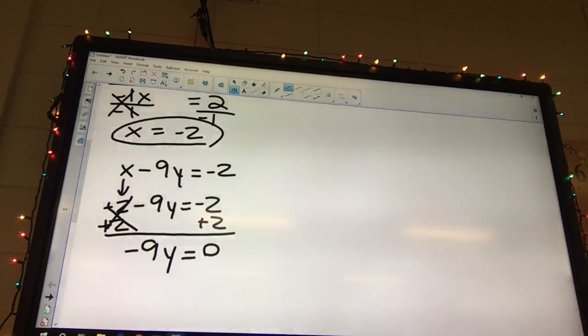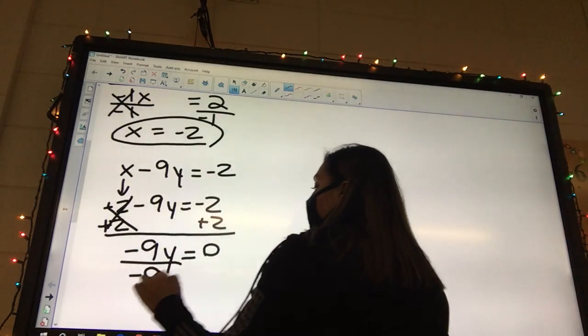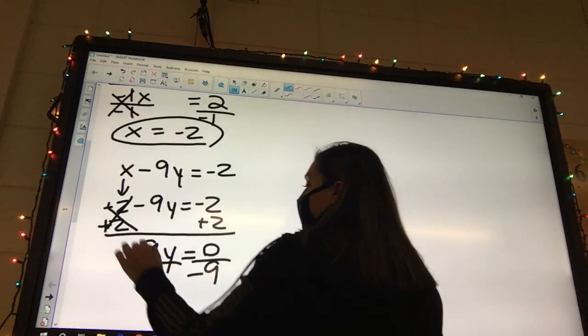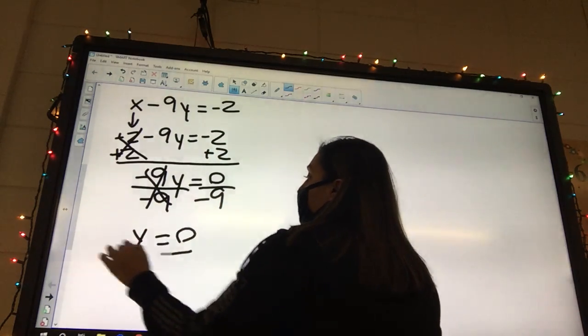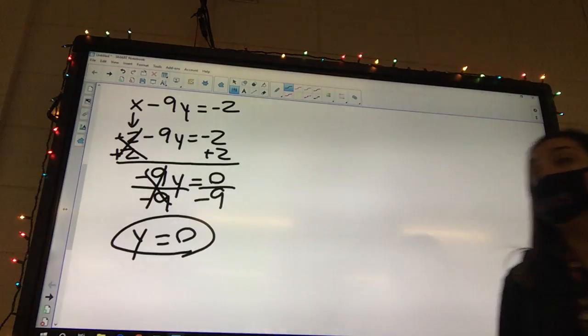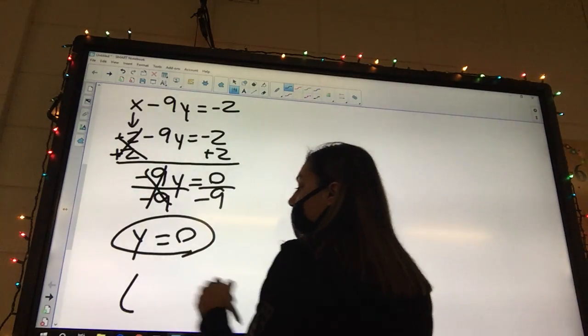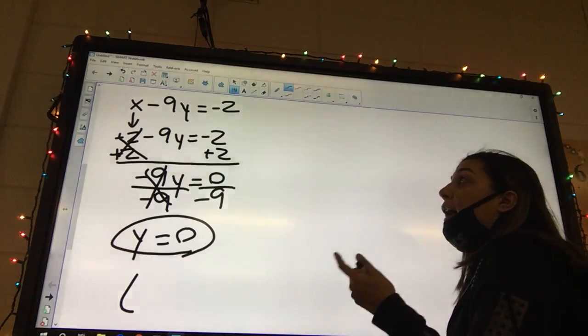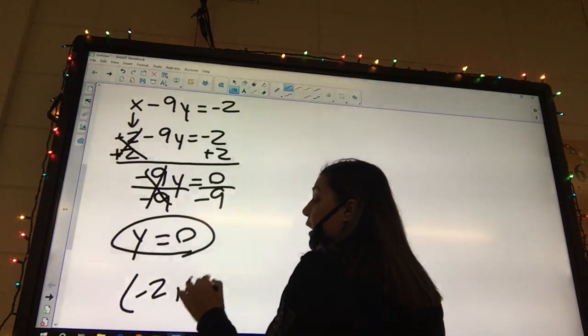Okay, and then what's our last step? Divide. So we're going to divide by negative 9. Divide by negative 9. So I got y equals 0. Okay, and so now we have both of them solved. We have our x and y solved, and you're going to write it as coordinates just like you did yesterday. So x is -2, and my y is 0.